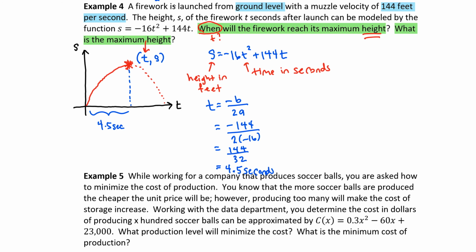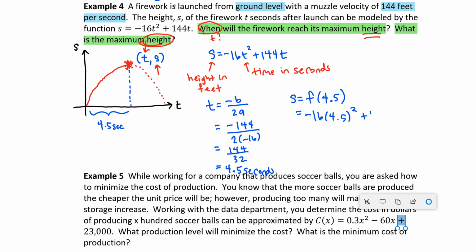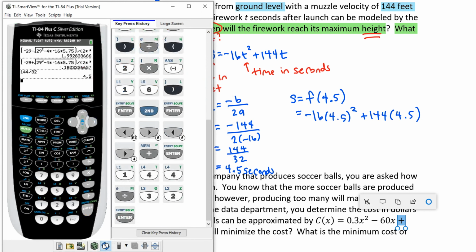Now the next question says, well, what is the maximum height? Well, it's asking me what's the height of the vertex. So all I need to do is find the second component of my vertex, and we do that by calculating f of negative b over 2a, or in this case, f of 4.5. So we're going to plug 4.5 in for t and calculate.